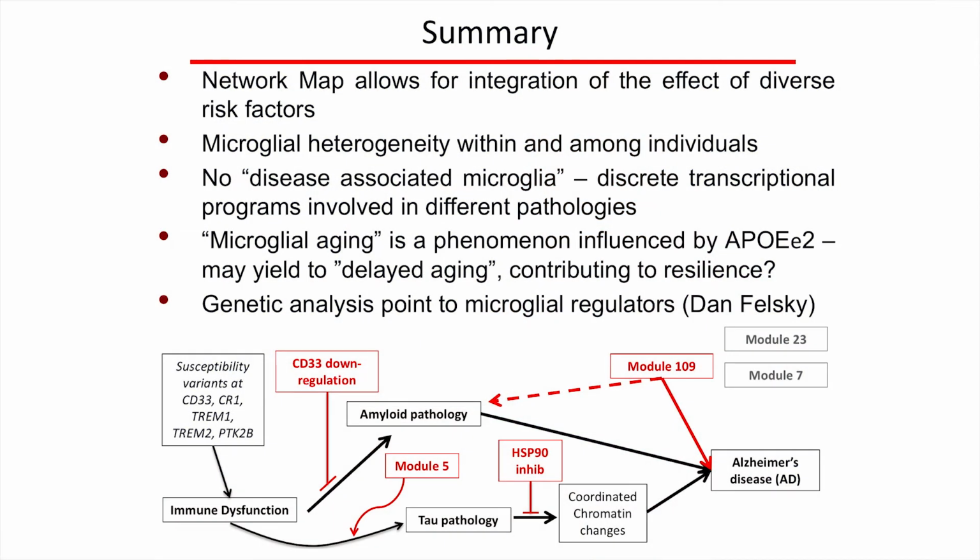So in summary, we have immune dysfunction in the older brain, but it's really a parallel process. You have different processes, some relating to amyloid pathology, some to tau pathology, and probably other pathologies as well.